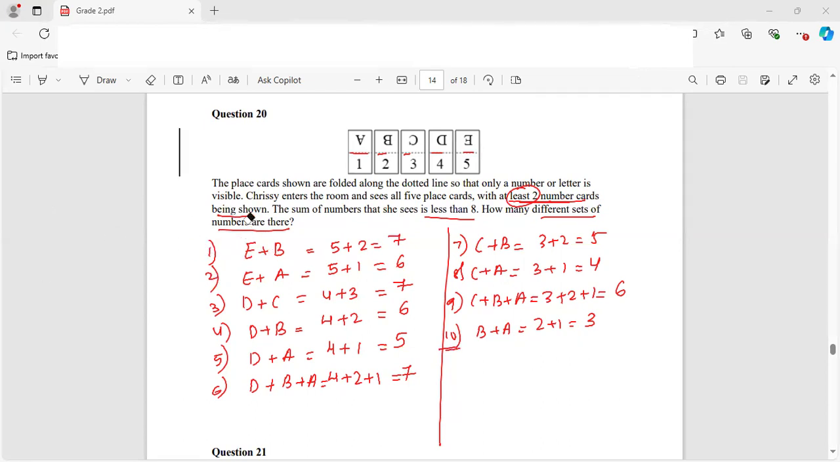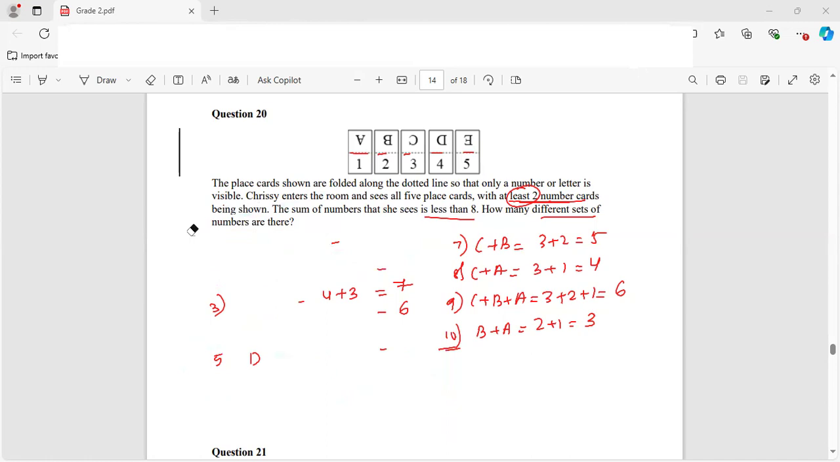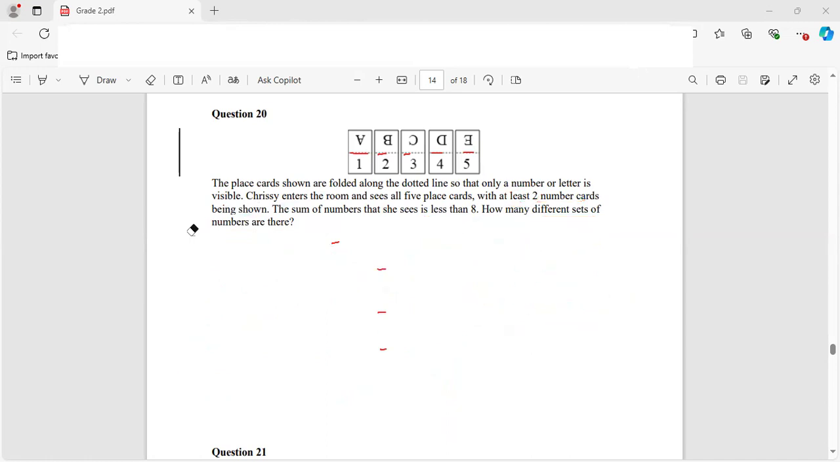You can pause it, write these down and just check whether you're getting all of these when you are working it out. So these were the 5-point problems. Now questions 21 to 25 will be 6-point problems.